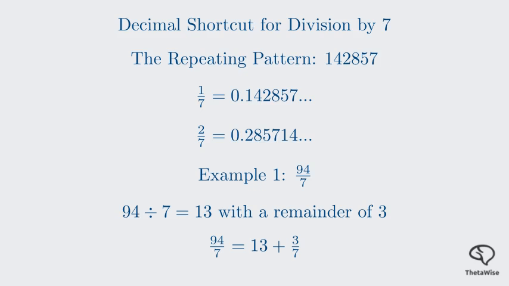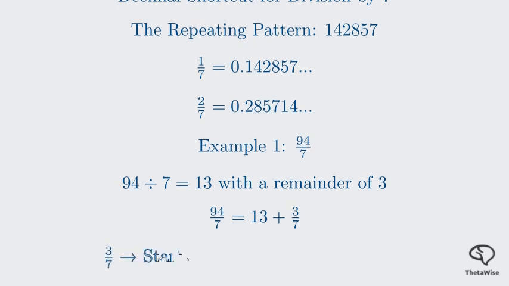We look at our cycle, 142857, and find the 3. Since there's no 3, we can think of it as 30 divided by 7, which is 4 with a remainder. So the decimal starts with 4. The decimal for 3/7 starts with 4. So 3 divided by 7 is 0.428571, repeating. Putting it all together, 94 divided by 7 is 13.428571, repeating. We found the decimal without doing any long division after the first step.